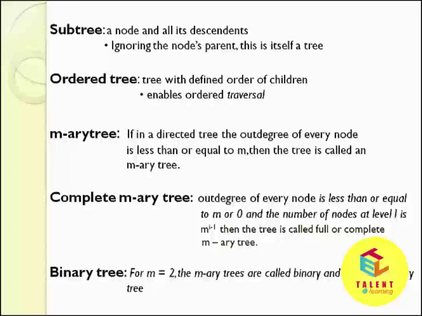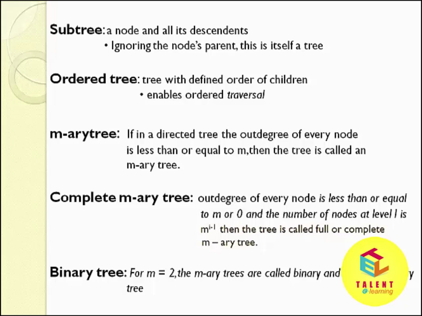Subtree. Subtree is a node and all its descendants. Ignoring the node's parent, this is itself a tree. Ordered tree. Tree with defined order of children. It enables ordered traversal.